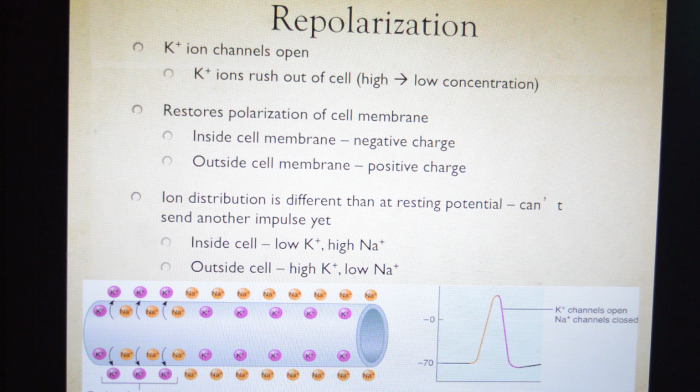The ion distribution is different than at resting potential and can't send another impulse yet. This is called the refractory period. Inside the cell is low potassium concentration and high sodium, and outside is high potassium and low sodium, as you can see on the graph.